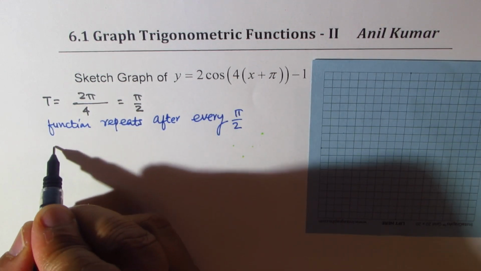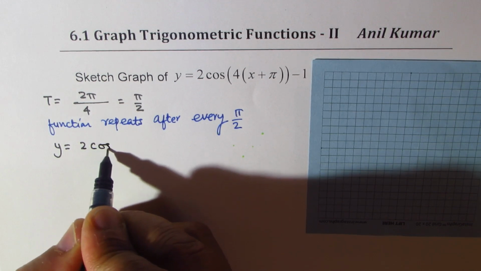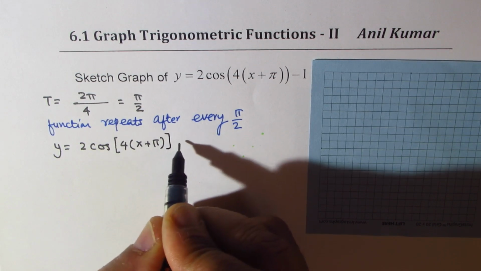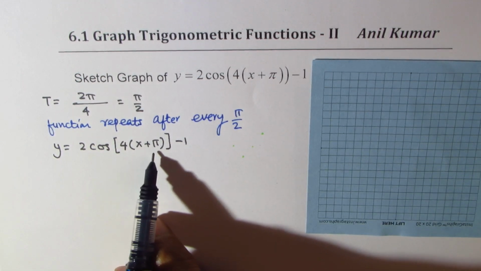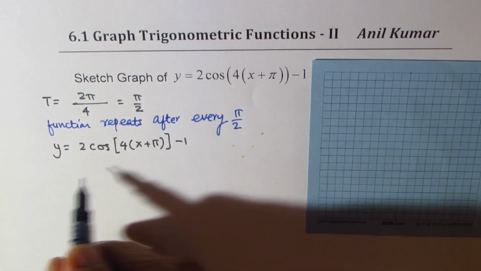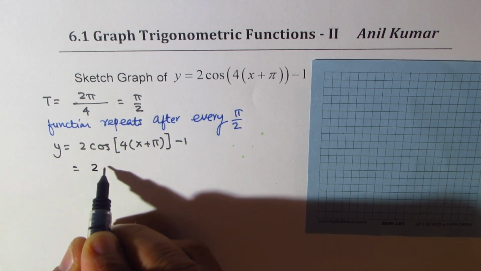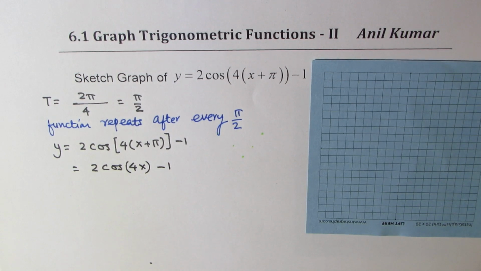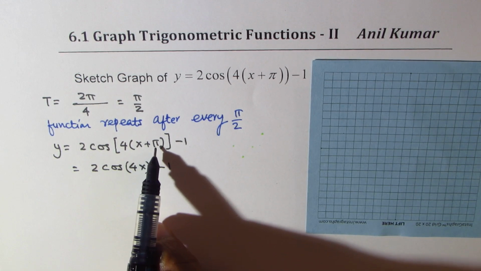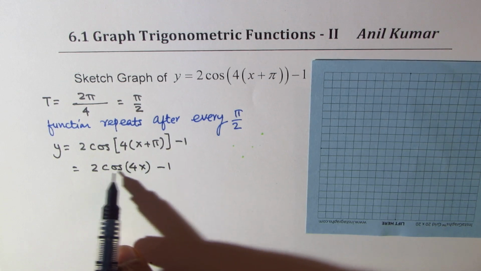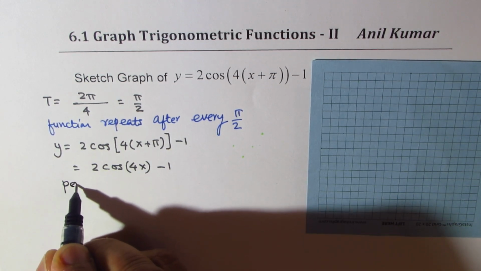So that means I could write this function y equals 2 cos(4x plus pi) minus 1. Now it repeats after every pi by 2, so it will repeat 2 times after pi. So this basically is the same as 2 times cos of 4x. Does it make sense to you? Correct? So shifting pi units to the left makes no difference since it is a periodic function.